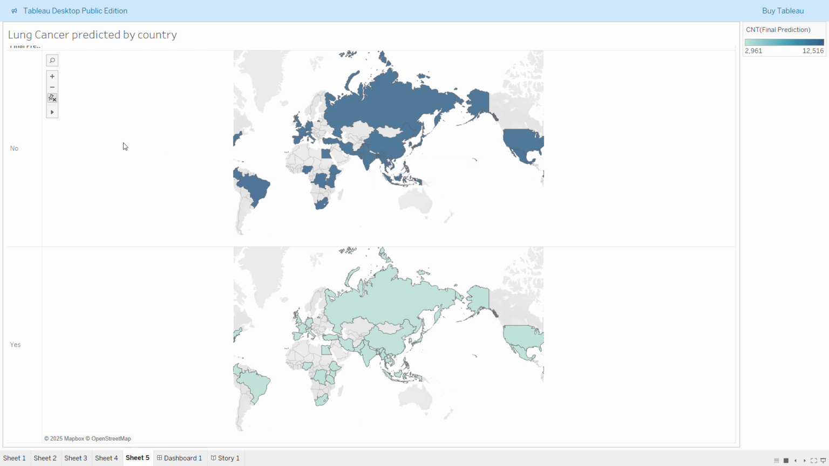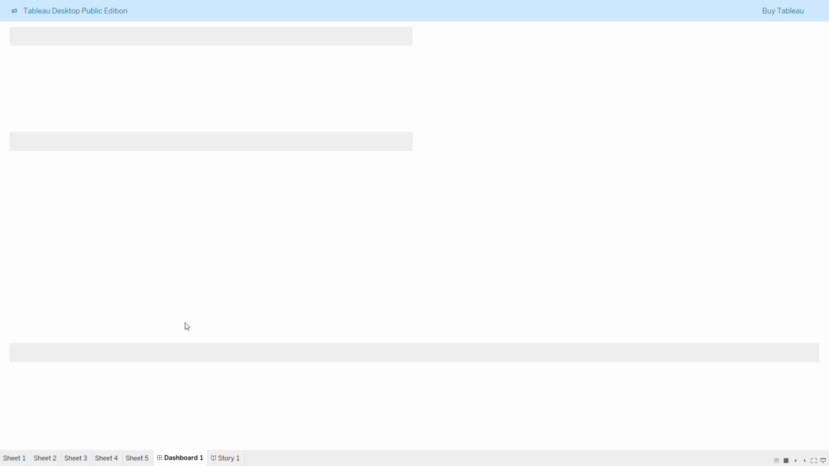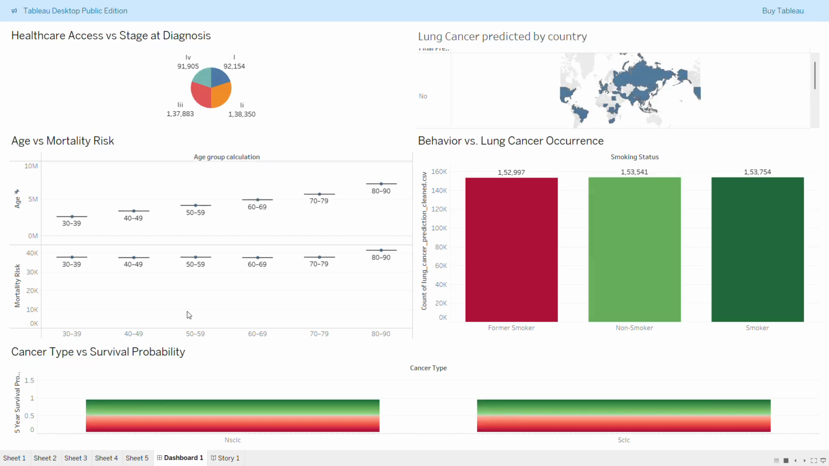Here we can see the predicted countries with no prediction and high prediction, with the count of final predictions. So let's dive into the statistical summary support. Here I created the dashboard of statistical summaries. These visuals show the average patient age is around 60 years.